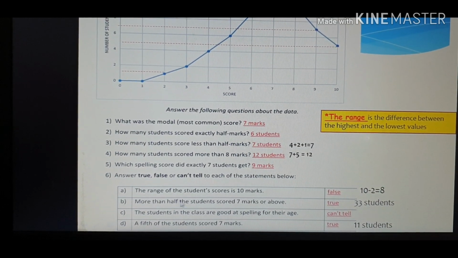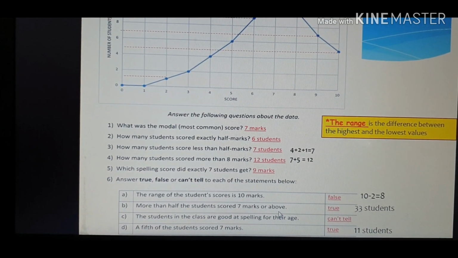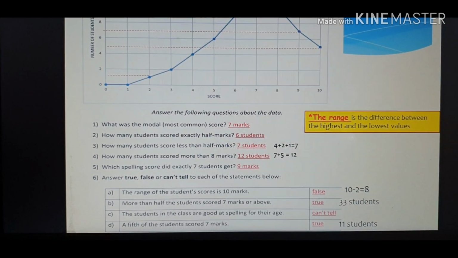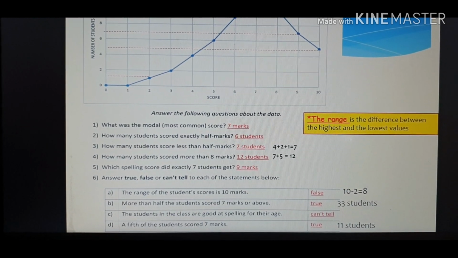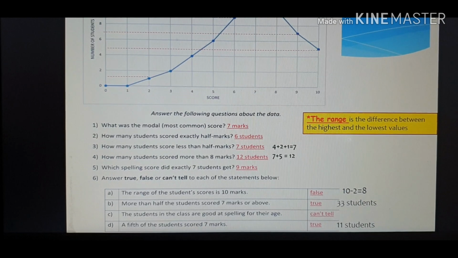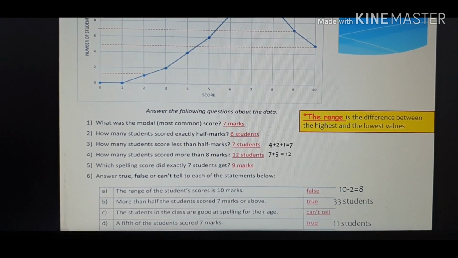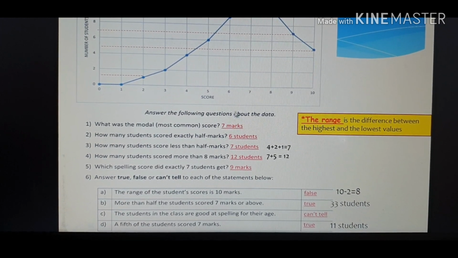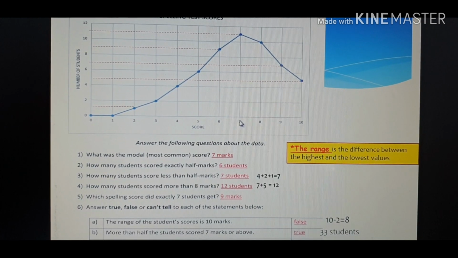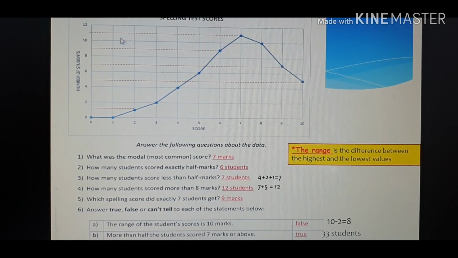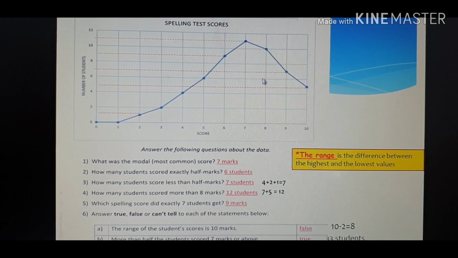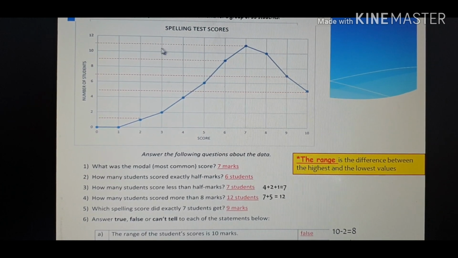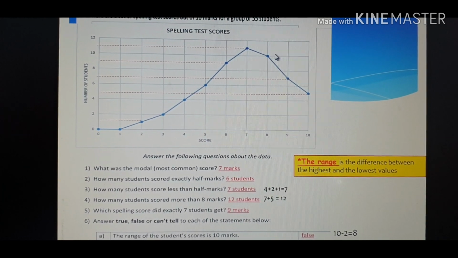More than half the students scored 7 marks or above. There are 55 students in all, that's right? So more than half must be more than 27. Okay, so let us see. 7 marks or above. I will go to 7 marks and see how many students got 7 marks. I have here 11 students. What about 8? I will go up. I have here 10 students. So 11 students and 10 students.